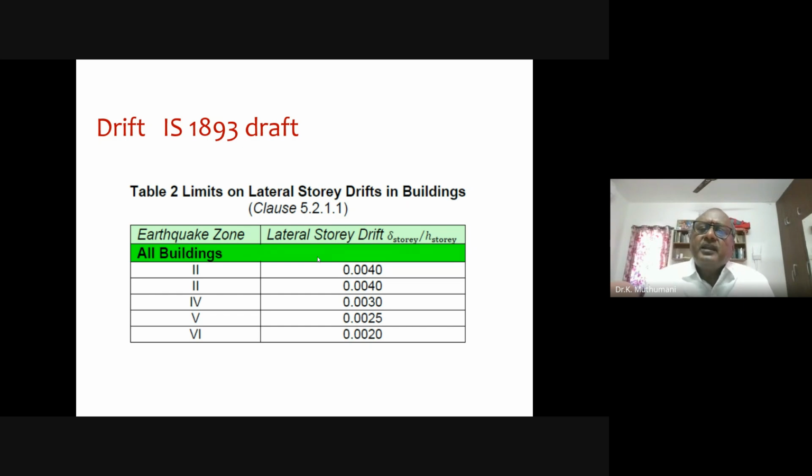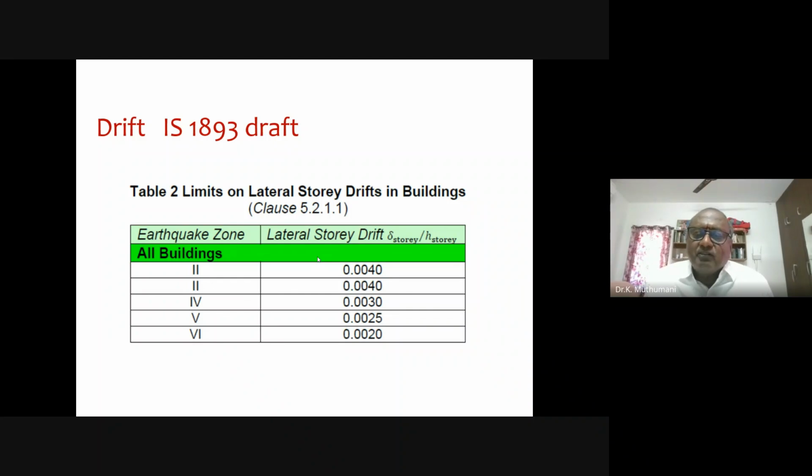That means the building is supposed to be a little stiffer. That is what they are trying to ensure in the revised code. Similarly, in zone 5, it is only not 2.5. That means it's still stiffer. And if you are in zone 6, it is only not 2. That means still stiffer. So this stiffness is brought in as an independent parameter only in the future codes.